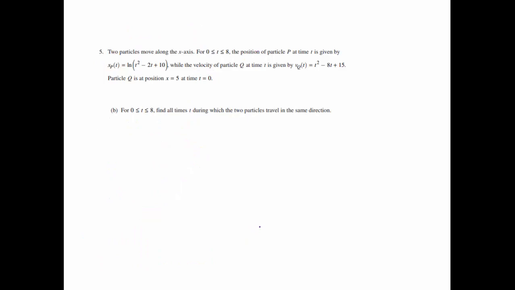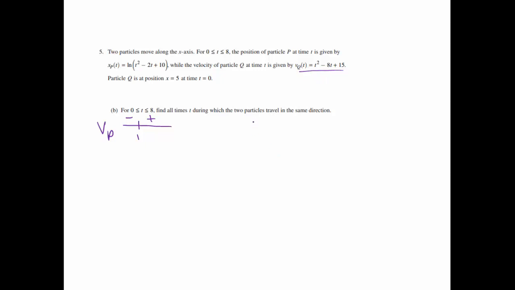Okay, part B, for 0 to 8, find all times t during which the two particles travel in the same direction. So I need to compare the velocity charts, and I'm going to take the velocity from p. I'm just going to rewrite it on here. So that was my velocity chart for p. I now need to find a velocity chart for q, and please notice that for q, they gave me the formula for velocity.